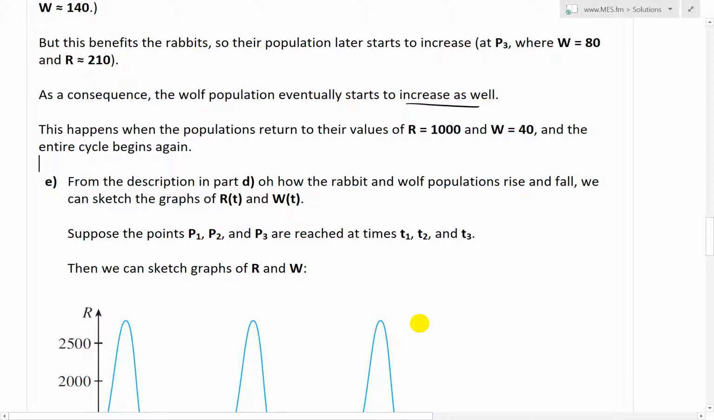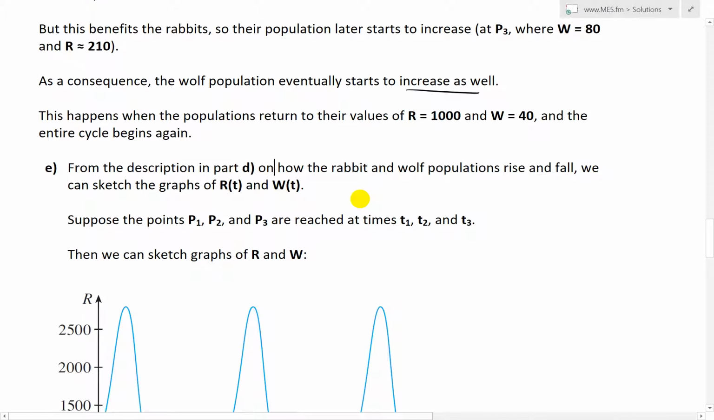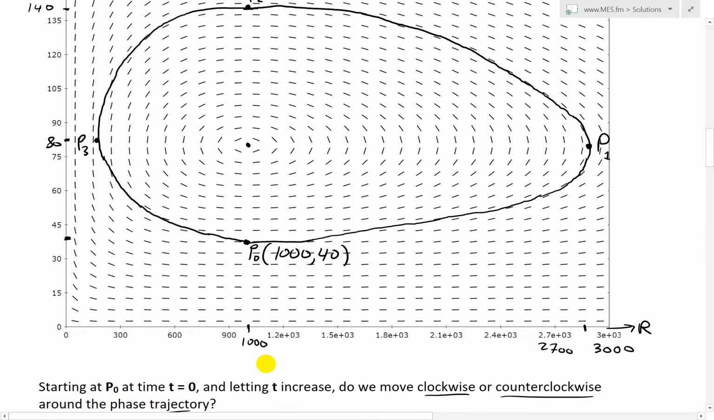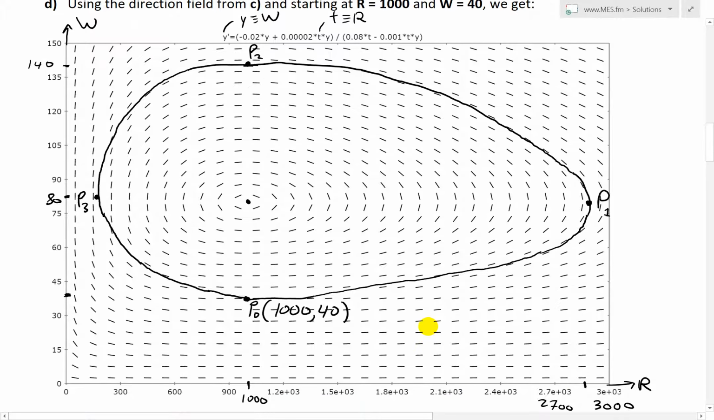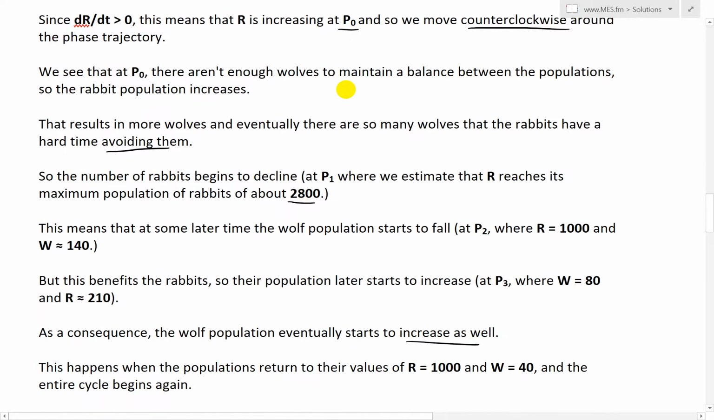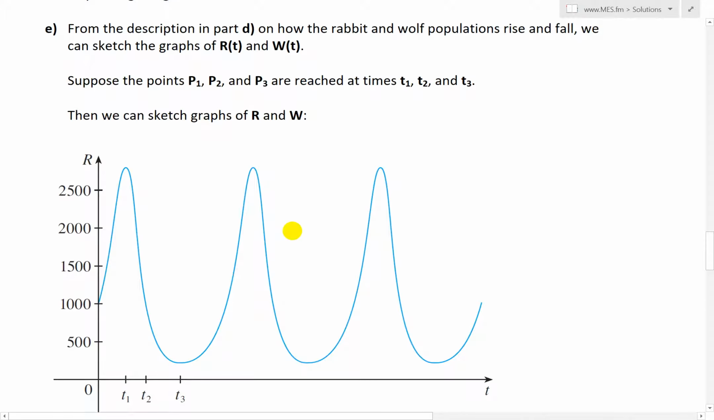So basically, from the description in part D on how the rabbit and wolf populations rise and fall, we can sketch the graphs of R(t) and W(t). Suppose that the points P1, P2, and P3 are reached at times T1, T2, and T3. So we can look at this graph, where we know roughly these values at each of these points, and then we can plot those out assuming times T1, T2, and T3. So then we could sketch graphs of R and W.